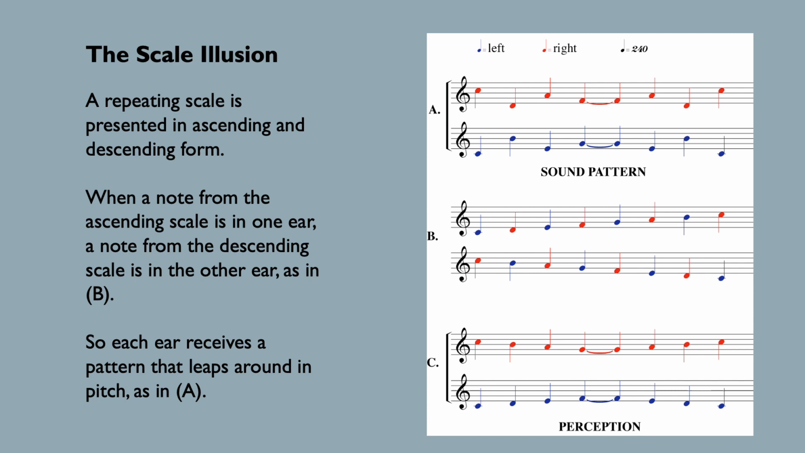The scale is played simultaneously in both ascending and descending form, such that when a tone from the ascending scale is in one ear, a tone from the descending scale is in the other ear. When this sequence is played repeatedly through stereo headphones, it's very rare for anyone to hear it correctly. The type of illusion varies from one person to another, but the most common one is shown in the lower part of this slide. The correct sequence of pitches is heard, but as two separate melodies, a higher one and a lower one, that move in opposite directions.